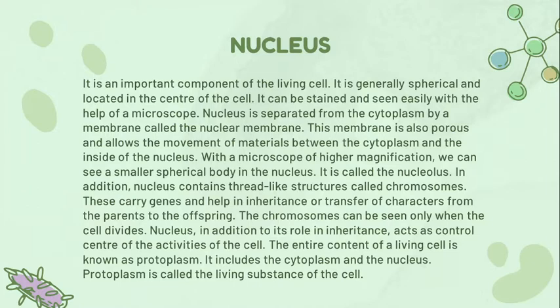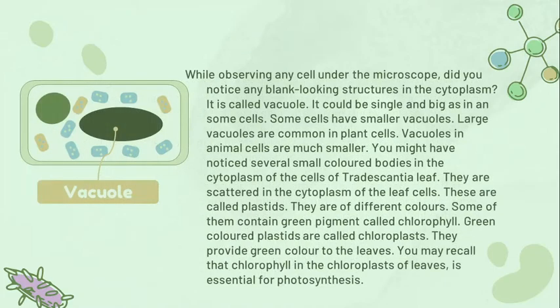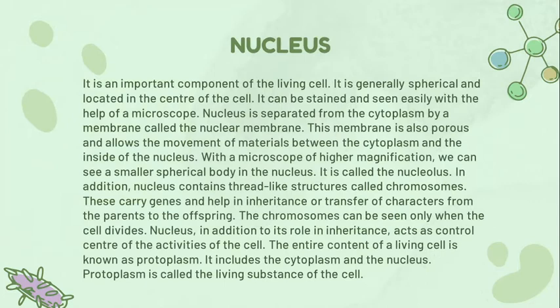In addition, the nucleus contains thread-like structures called chromosomes. These chromosomes are DNA, which are genes, the genetic material. They help in the inheritance, the transfer of characters from the parents to the offspring. The chromosomes can be seen only when the cell divides. So when the cell divides and reproduces, then we can see these chromosomes. In addition to its role in inheritance, the nucleus acts as the control center of the activities of the cell. It's the brain of the cell.